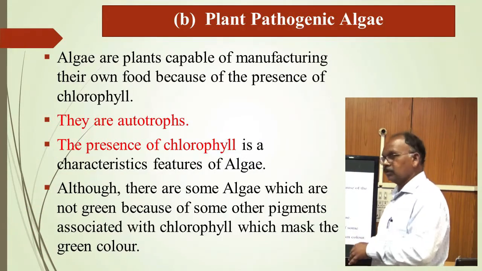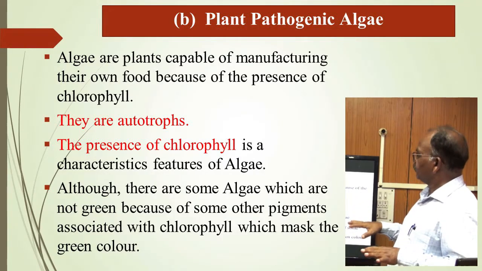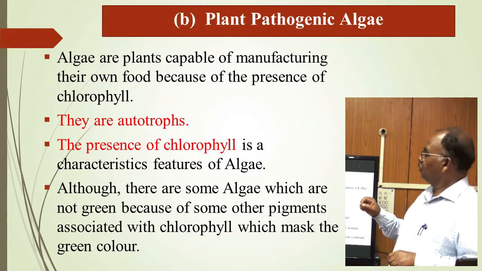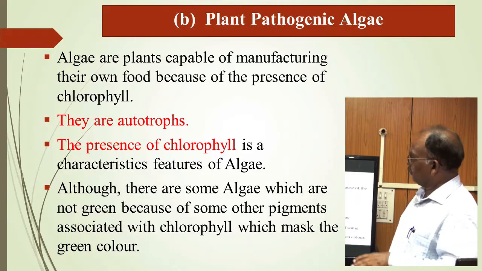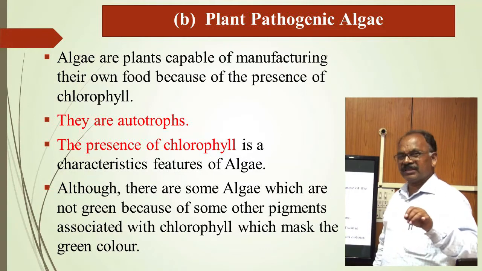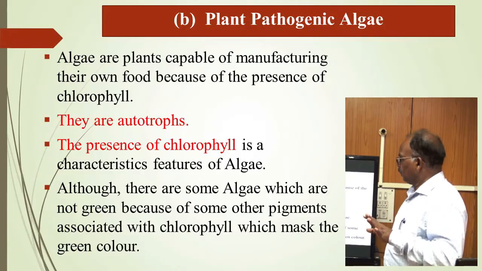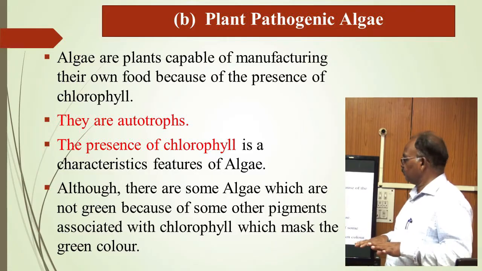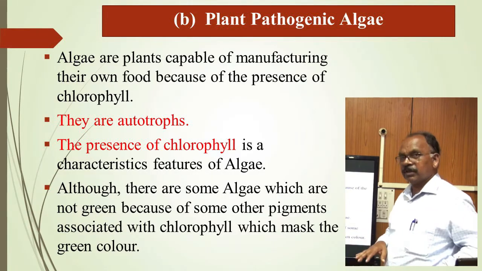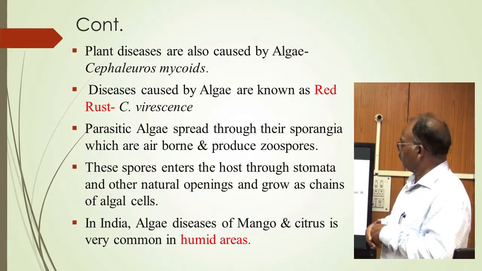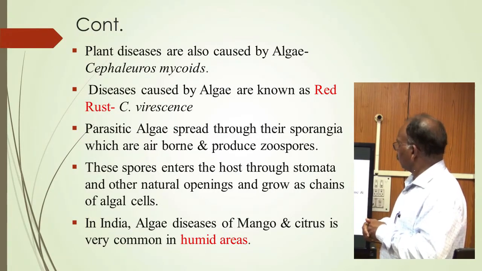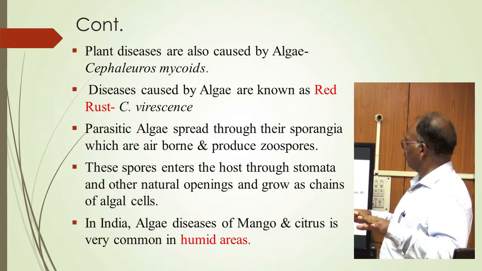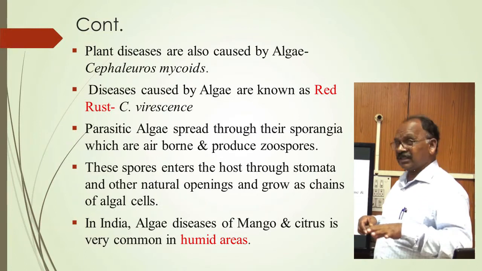Plant pathogenic algae. Algae are plants capable of manufacturing their own food because of the presence of chlorophyll. That's why they are called autotrophs. The presence of chlorophyll is the most characteristic feature of algae. Although there are some algae which are not green because of other pigments associated with chlorophyll which mask the green color. Diseases are also caused by algae, such as red rust, caused by Cephaleuros virescens.